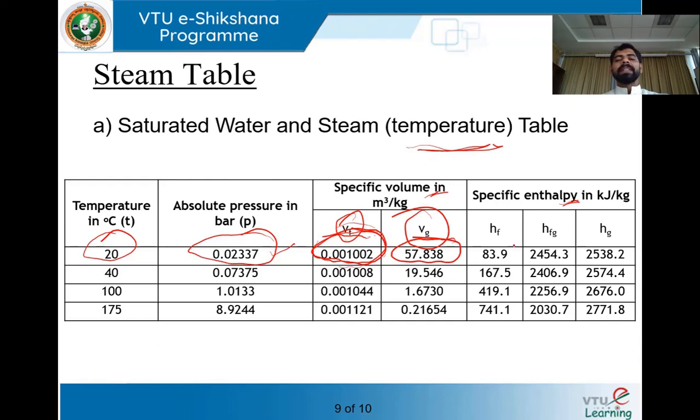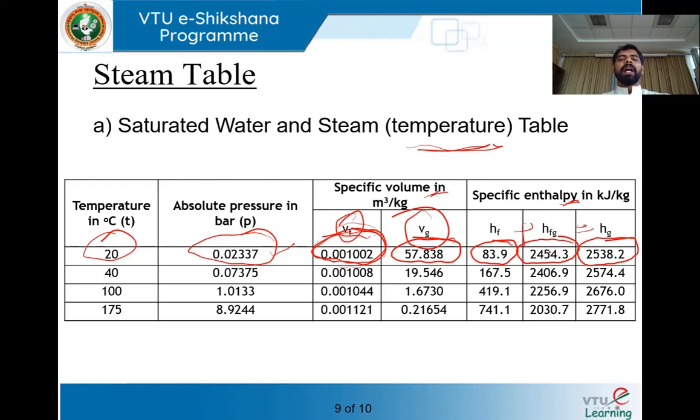And what is the sensible heat Hf? What is the latent heat of evaporation? And what is the enthalpy of dry saturation? This is nothing but equal to this plus this. Hg is nothing but the sum of sensible heat plus latent heat of evaporation. So you have to note this down, referring to the steam table, before we solve the problems.